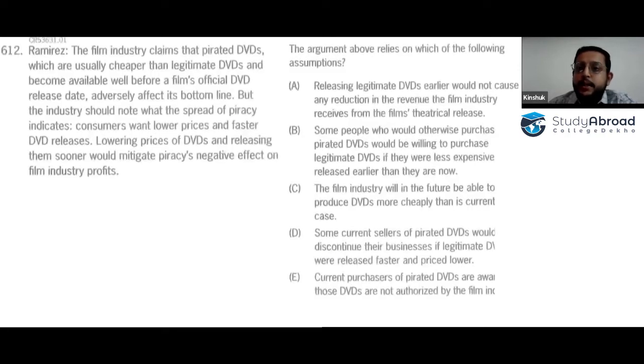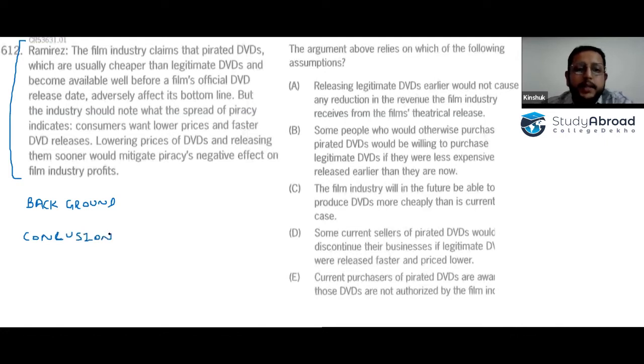So this is a critical reasoning question. You can see on the left top side here, this is what we call a basic argument, right? Now see, every argument has basically two things. One is its background, and the second thing is its conclusion. So basically these two things make an argument, right?